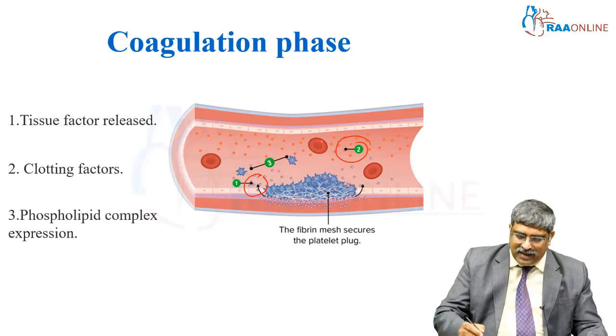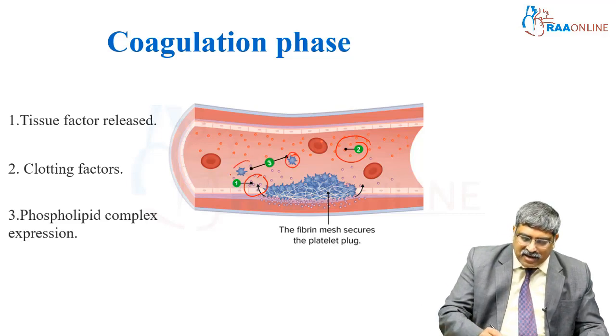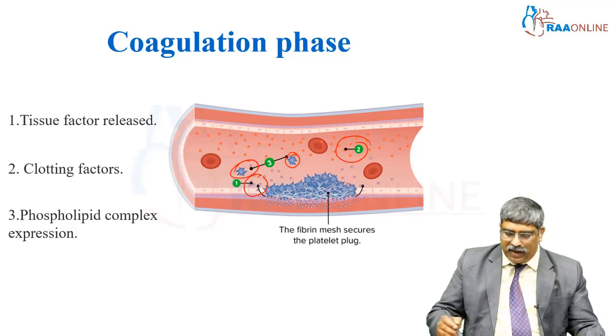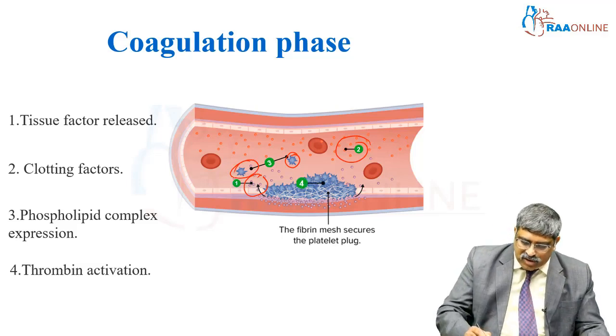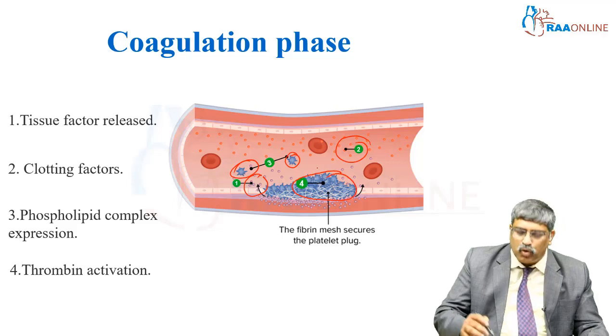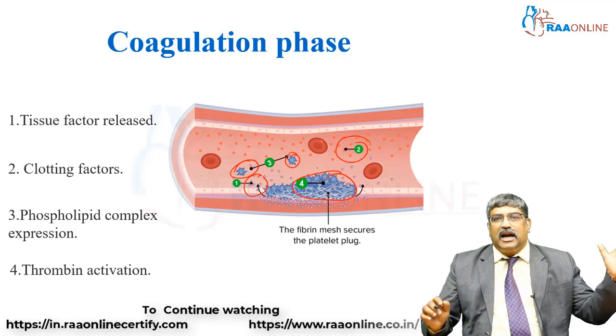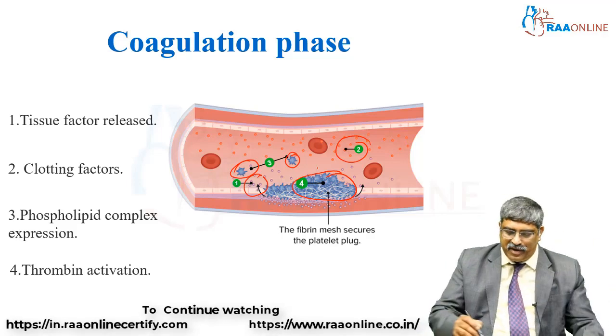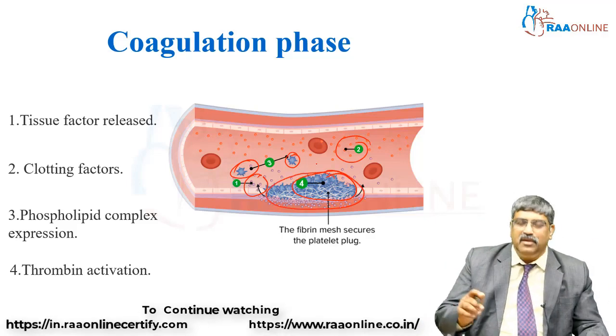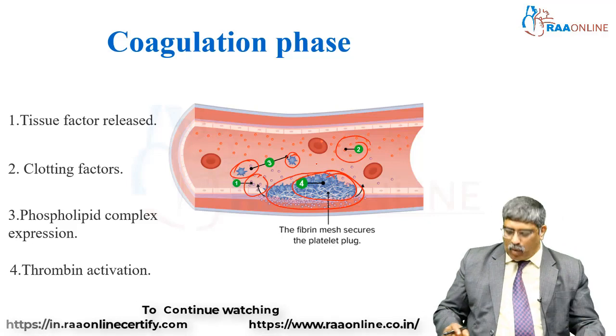released. Then calcium activates this phospholipid complex, which goes into the thrombin activation. Okay, once thrombin is activated, it converts fibrinogen to fibrin to form a fibrin mesh. That is the coagulation phase.